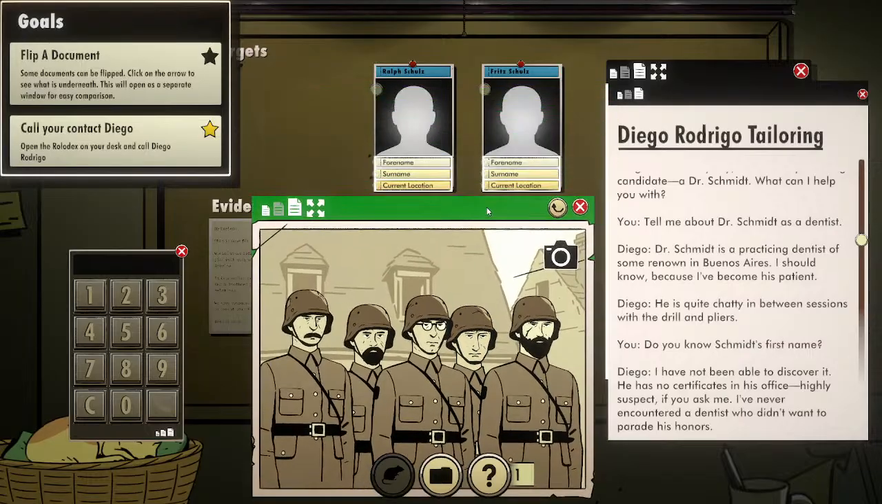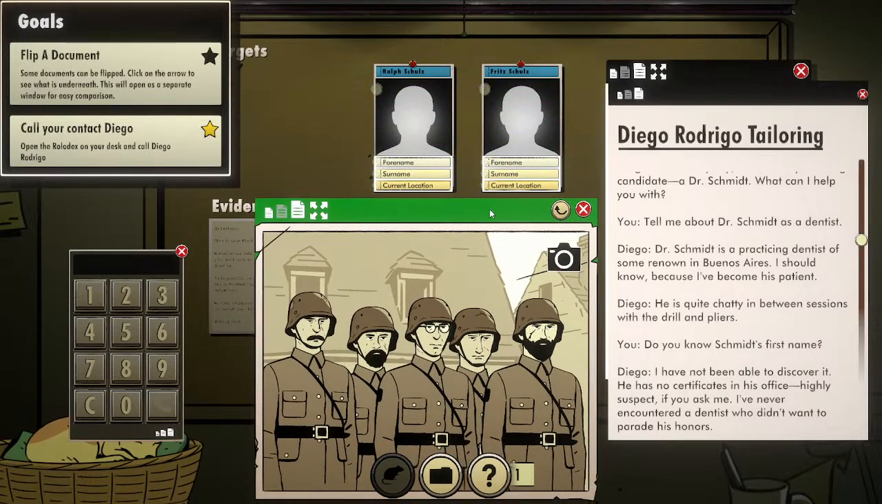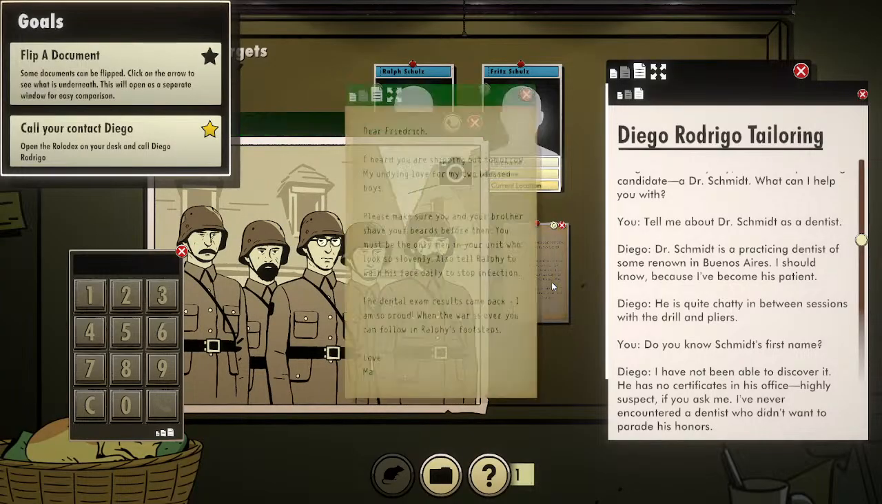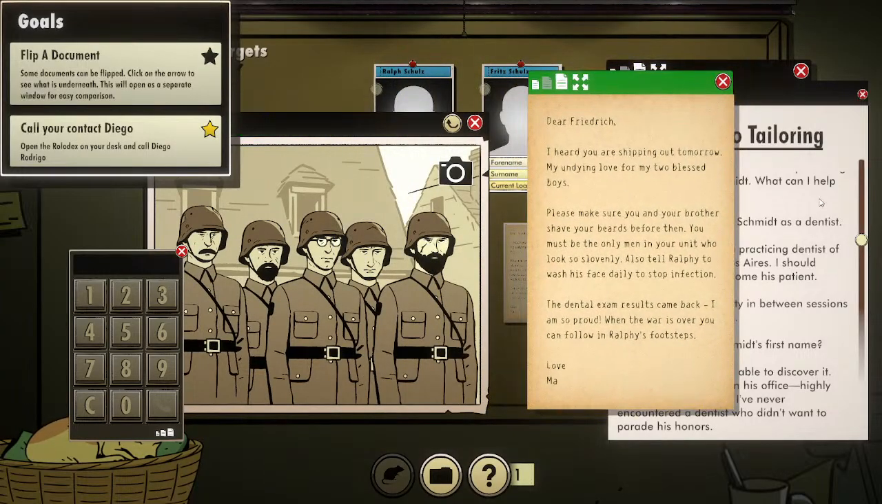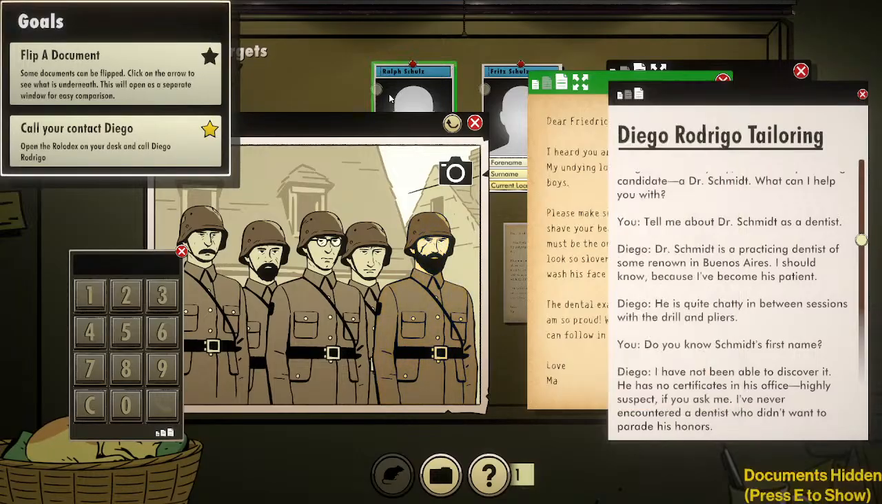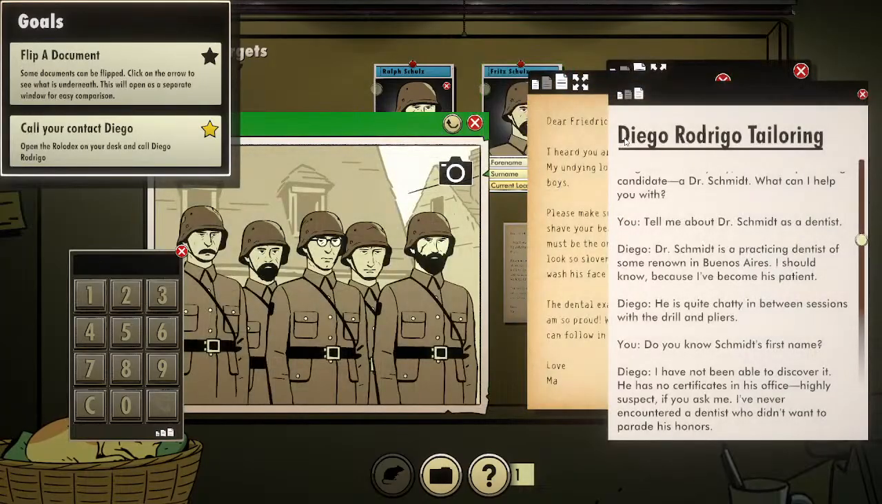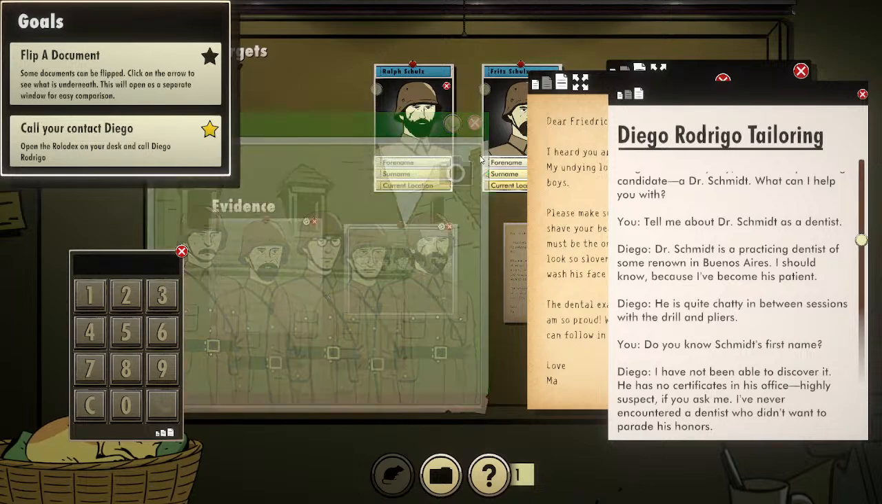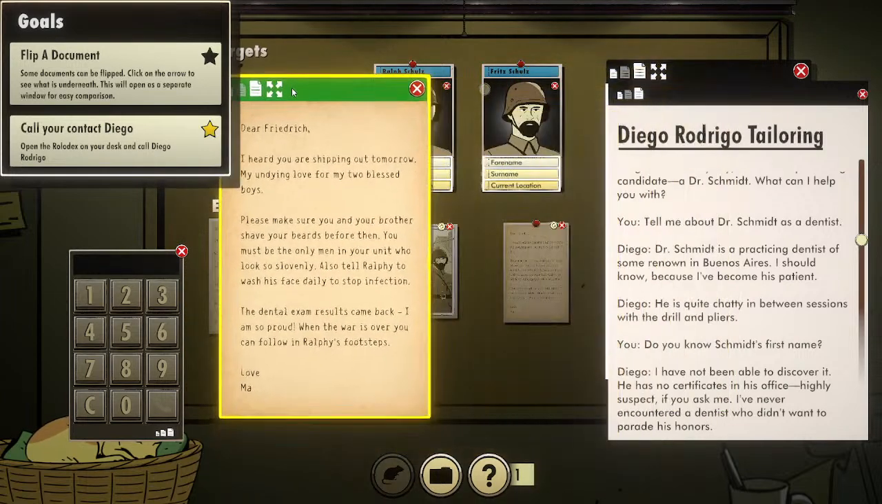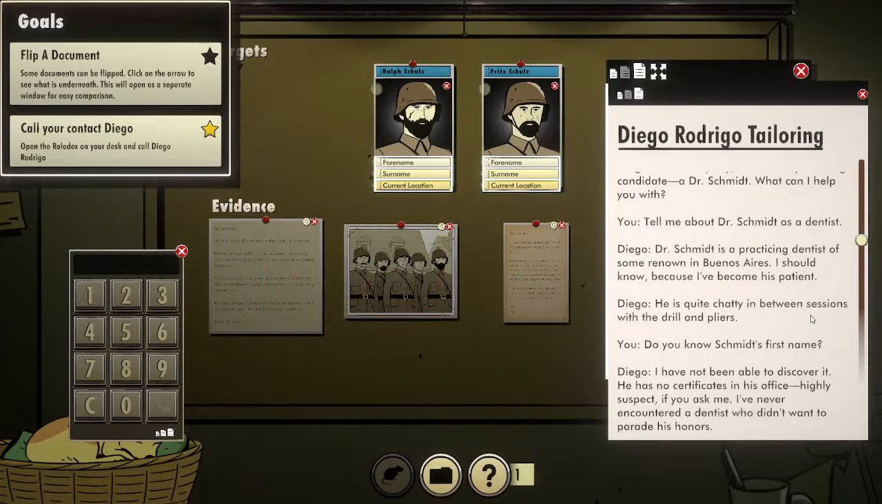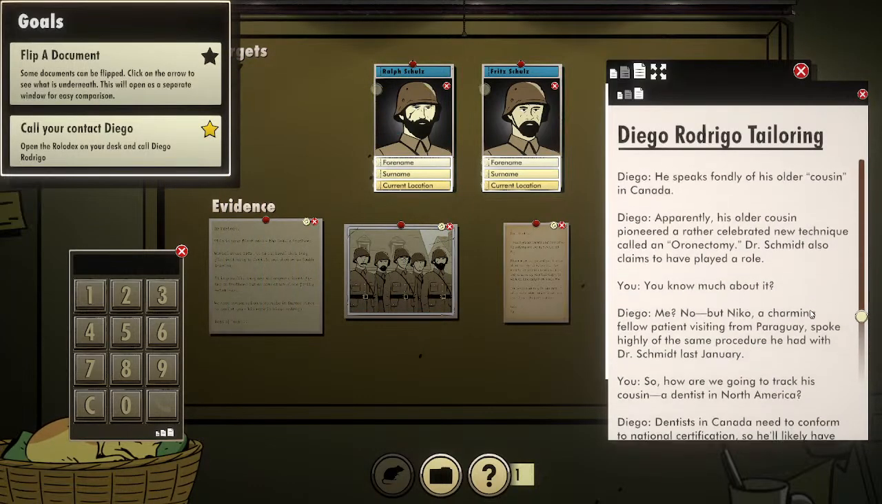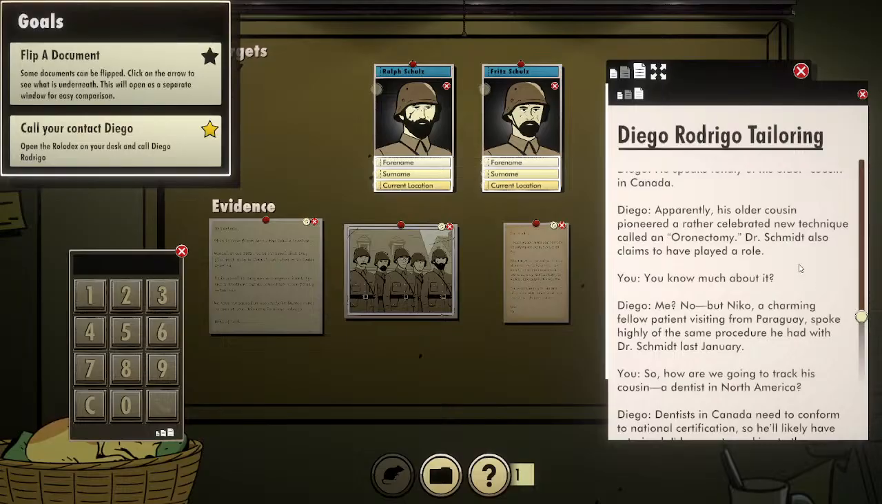Okay, so this immediately tells us that they both have beards. They're the only ones with beards. And Ralphie to wash his face daily to stop infection. So this will be Ralph, and this will be Fritz. But we don't necessarily know which one is which. Or actually, no, we do know, because the one without the infection is going to be... I feel like I'm making progress too fast, but then again, it is the first case that's not a tutorial case. And maybe I am still in the tutorial.